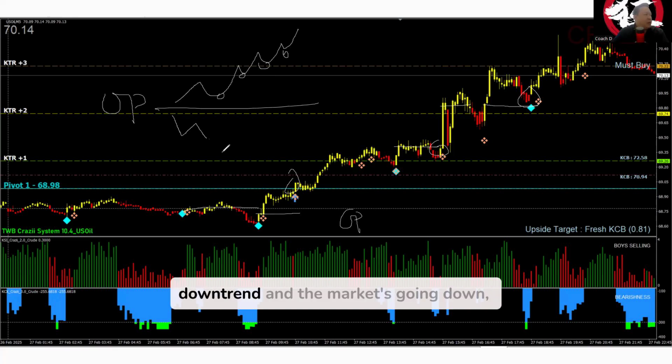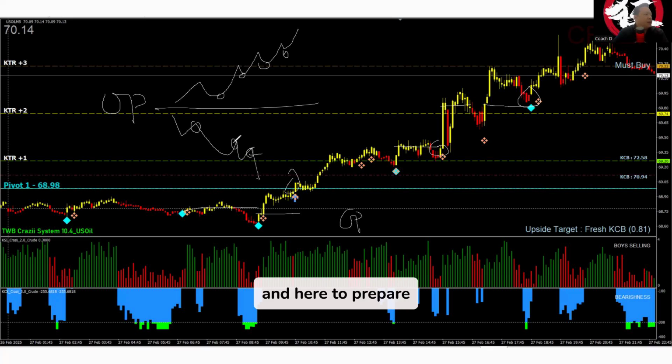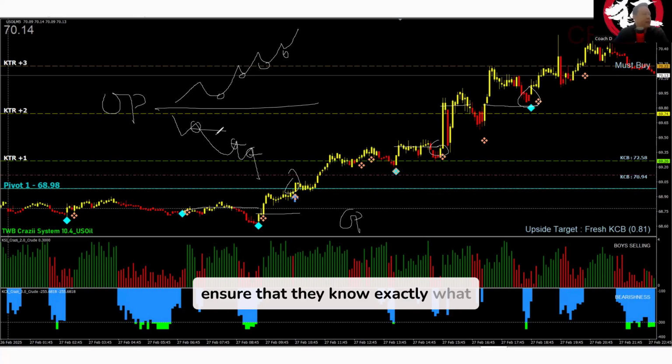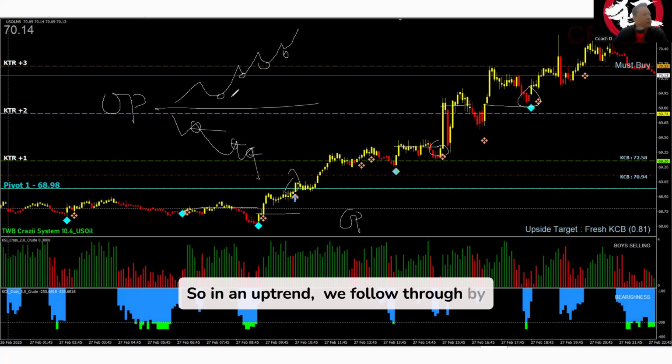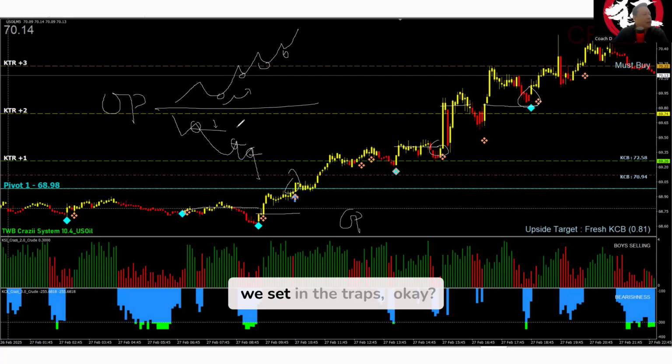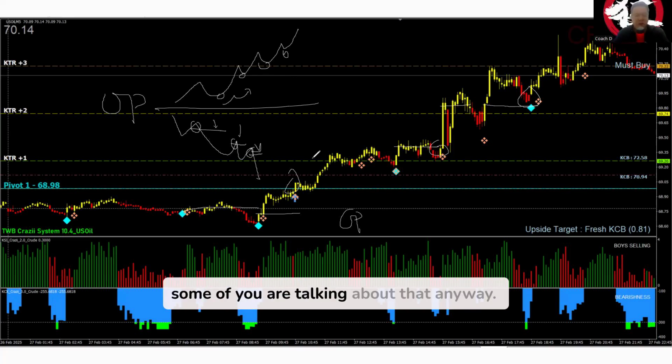Now, if the market is in a downtrend and going down, then of course you need to be here and here and here to prepare, and show them the white line to ensure that they know exactly what to do and also know when to cut their position. So in the uptrend, we follow through by doing this. In the downtrend, we set the traps, okay? And taking TP is always the same. You basically hunt people's stops, which I think some of you are talking about anyway. I'll share more later in the group chat.